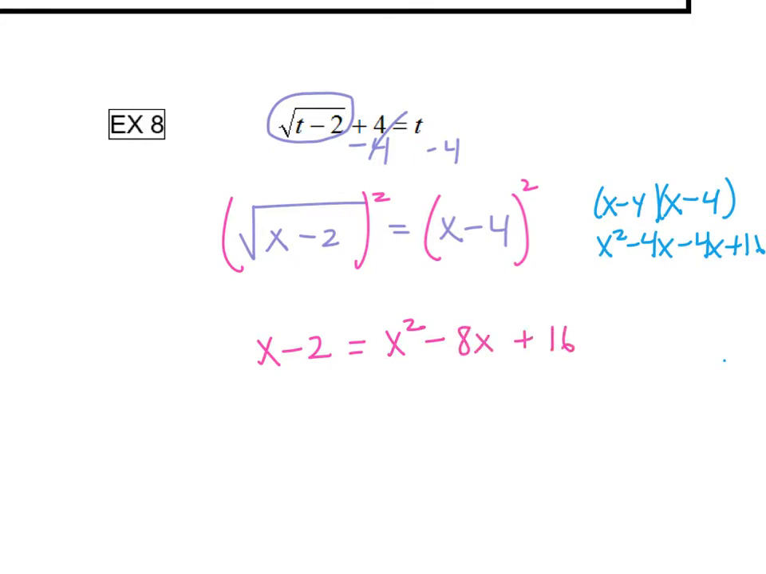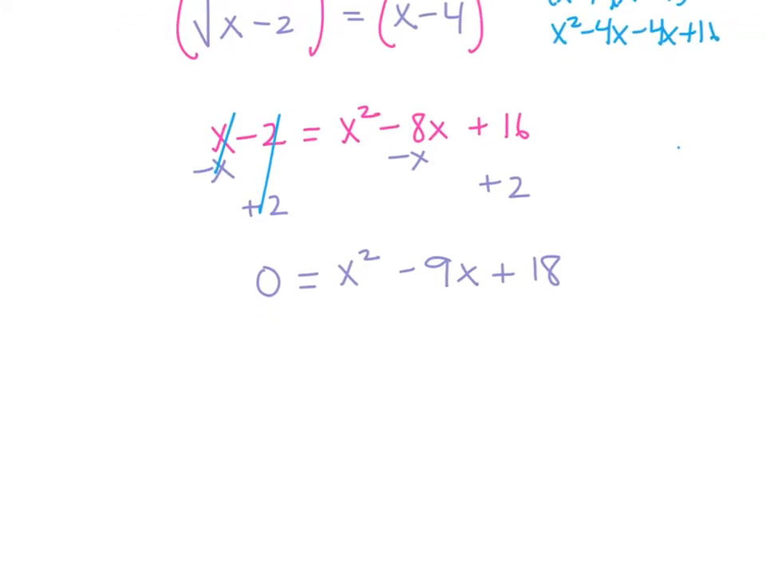Alright, so we have another equation with x squared and x, so that means that we are going to get everything on one side so that we can look at factoring. So I'm going to subtract this x. I'm also going to add this 2. I'm just kind of doing that all at the same time. So I have 0 equals, because these x's cancel, those negative 2's cancel, x squared minus 9x plus 18.